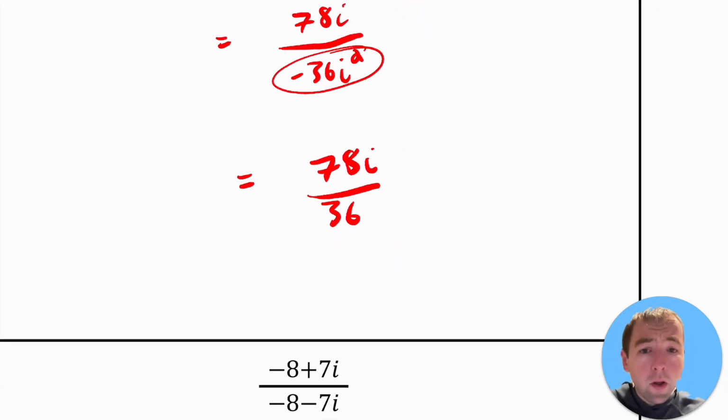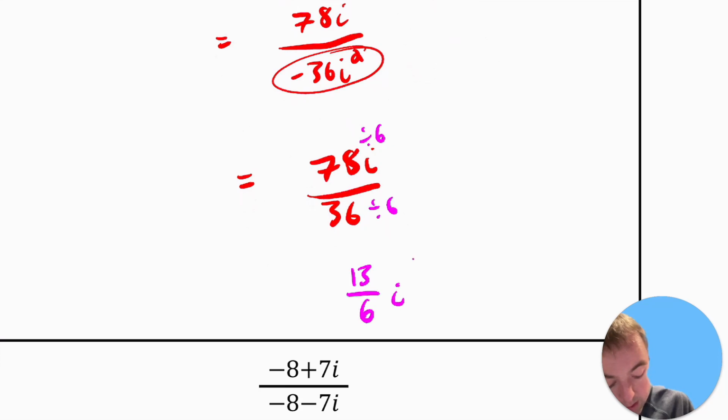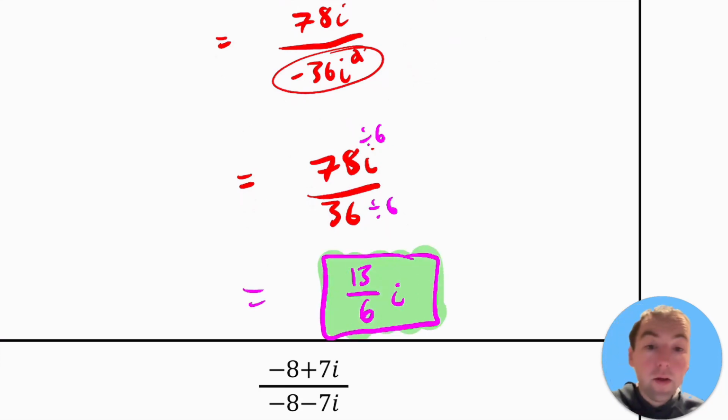There isn't a real number part to this answer, just this imaginary part. If we could reduce the fraction, you would definitely want to. It turns out you can divide both 78 and 36 by 6, because it goes in 13 times into that and 6 times into that. So you should end up with a final quotient there of 13/6 i.